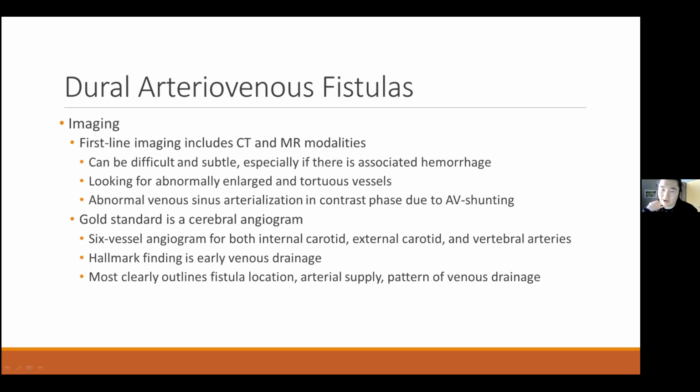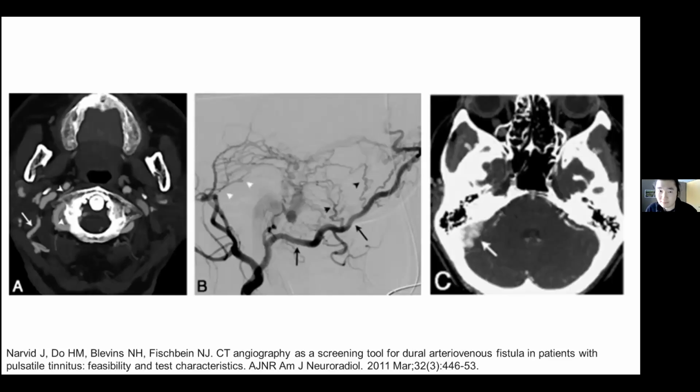A catheter angiogram is also just going to most clearly outline the fistula location, all of the arterial supply, and the pattern of drainage. And the pattern of drainage is actually really important here for risk stratifying these malformations, which I'll go into shortly. So let's jump into a few examples.